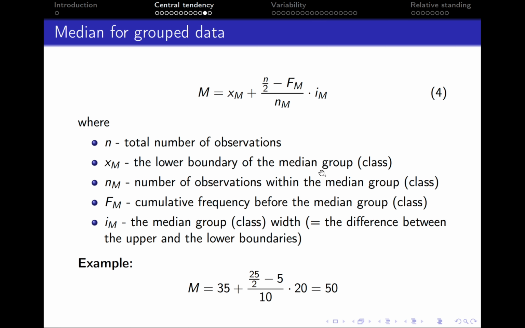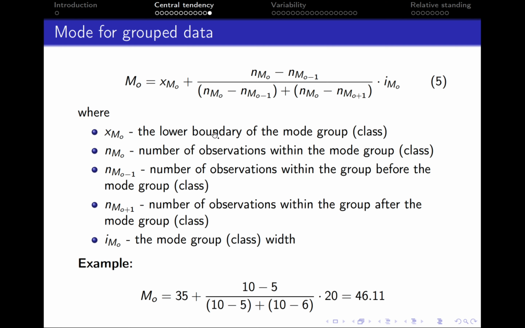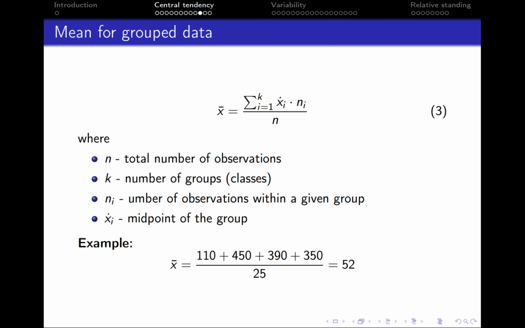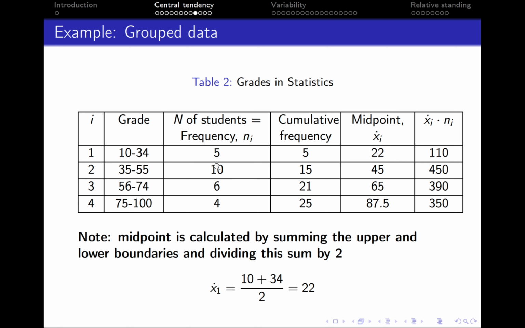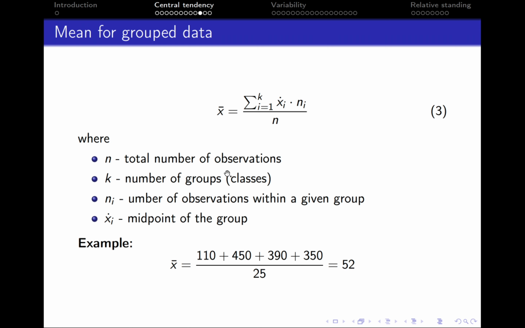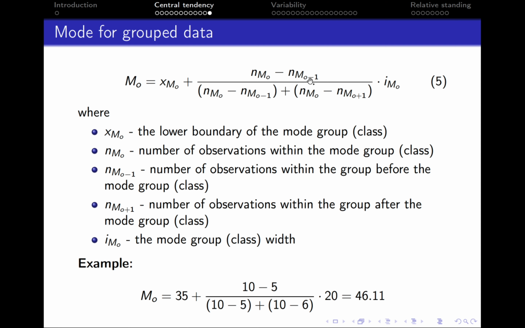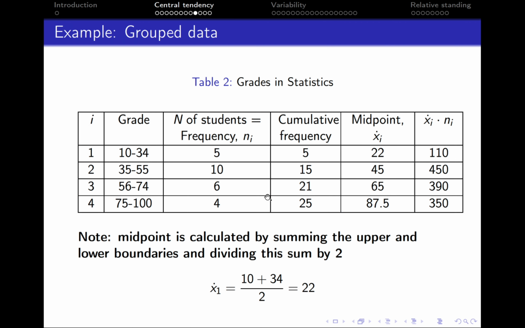Okay, so we know that the mode group is number 2. The lower boundary, we remember, is 35. Then we put a plus and we write down this fraction. The first element is nm0, which is the number of observations within the mode group. We remember we've got 10 observations within this group. Then we subtract nm0 minus 1, which is the number of observations within the group before the mode group. This would be the number of observations from the first group, and in our case this is number 5.